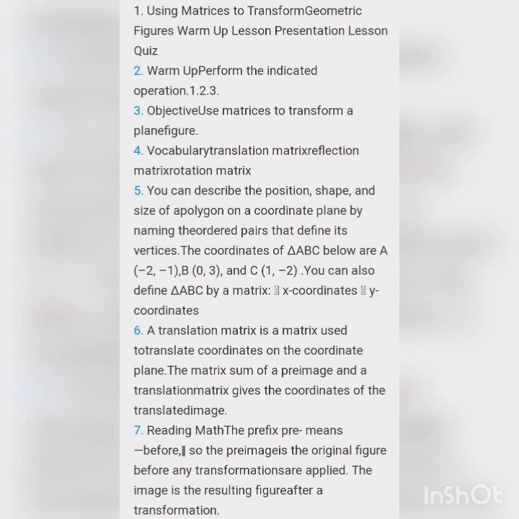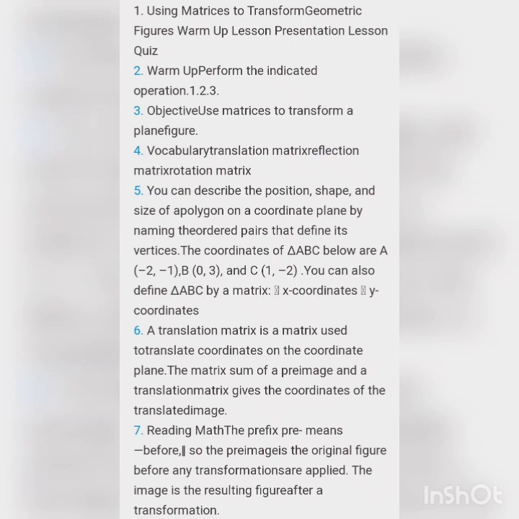Using matrices to transform geometric shapes, with formula representation, lesson, and quiz. Objectives: use matrices to transform a plane figure. Vocabulary: transformation matrix, reflection matrix, rotation matrix.